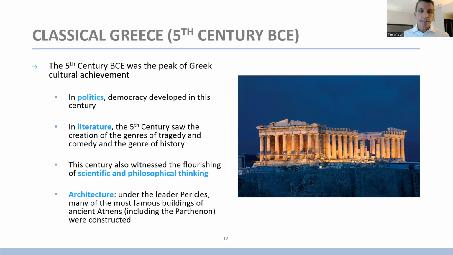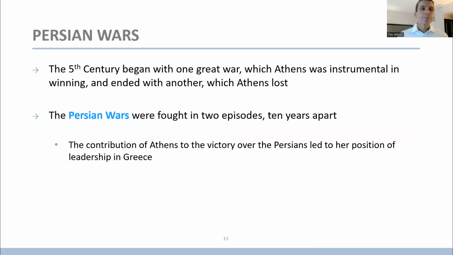and later on in that century, we have architecture under the leader Pericles. Many of the most famous buildings in ancient Athens, including the Parthenon, were constructed in this period.